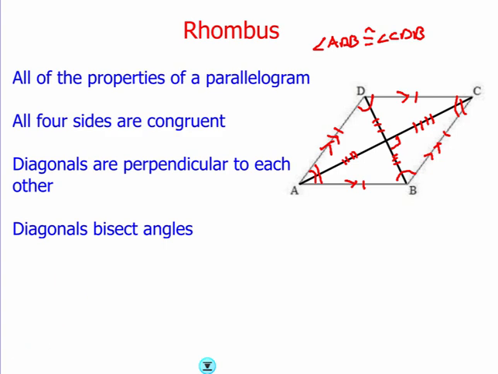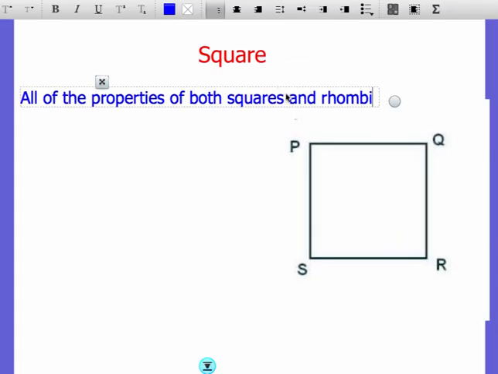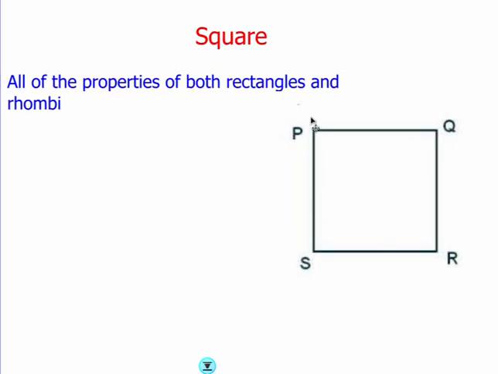And if we take all of the properties of a rhombus and all of the properties of a rectangle, and we put them together, this shouldn't say square. Of course, a square has the properties of a square. If we take all the properties of rectangles and rhombi, we put them all together, then we have ourselves a square. So in a square, all four sides are congruent. Opposite sides are parallel. All of our angles are 90 degrees.